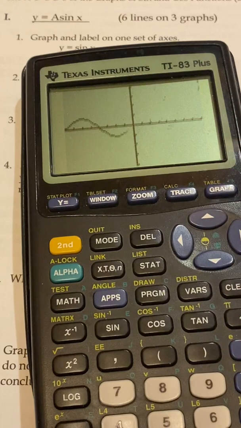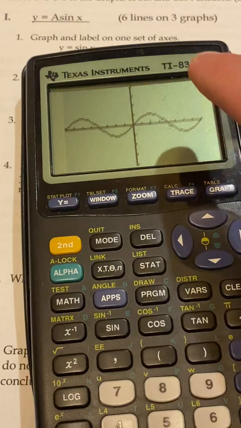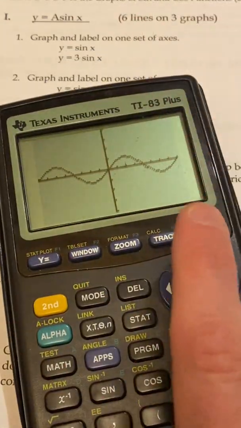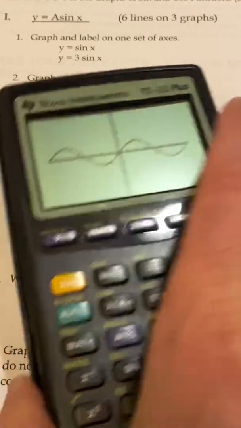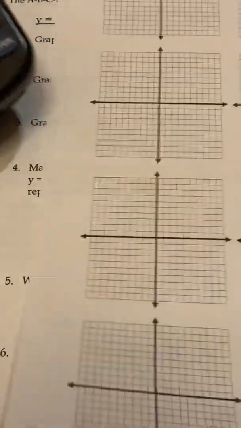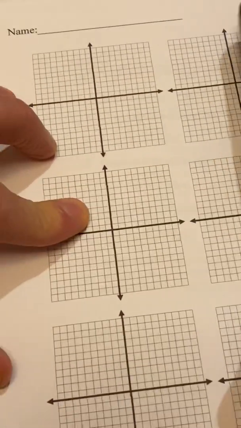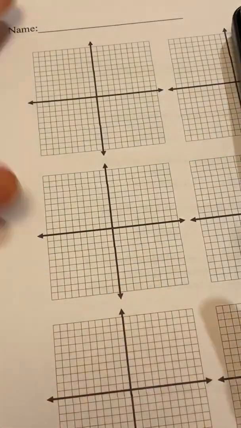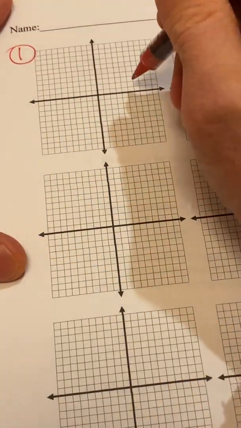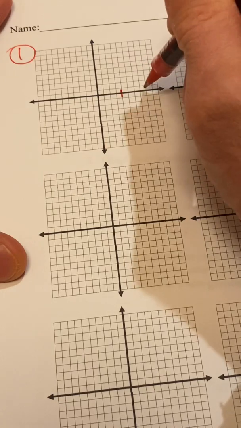One thing you might want to do is initially graph sine x before you worry about the second one, 3 sine x, and then look at it on your actual graph paper. Let me get these to where you can see both at once.